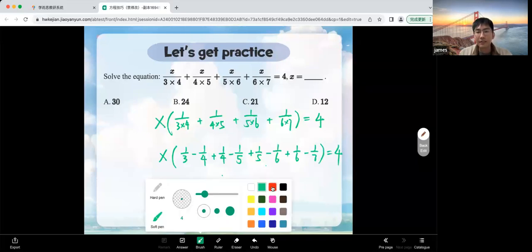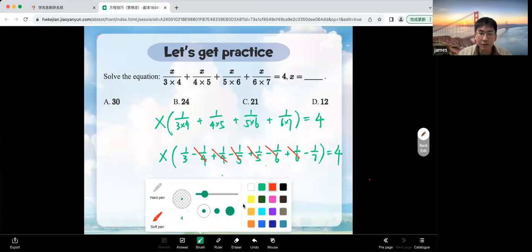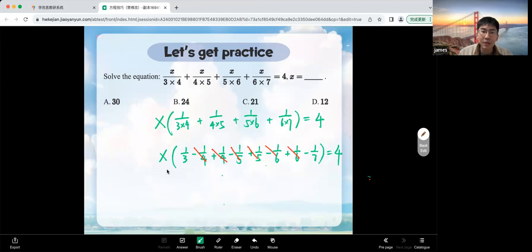And as we said, if you look at the middle parts, you'll find all of the middle fractions can be canceled out. Here we have minus 1 over 4 plus 1 over 4. And these two, they say bye because they are canceled out. Minus 1 over 5 plus 1 over 5. Minus 1 over 6 plus 1 over 6. They are all canceled out all the way except for the first one and the last one. So then the equation is turning to, everyone, step 3. Step 3, we just have x times 1 over 3 minus 1 over 7.